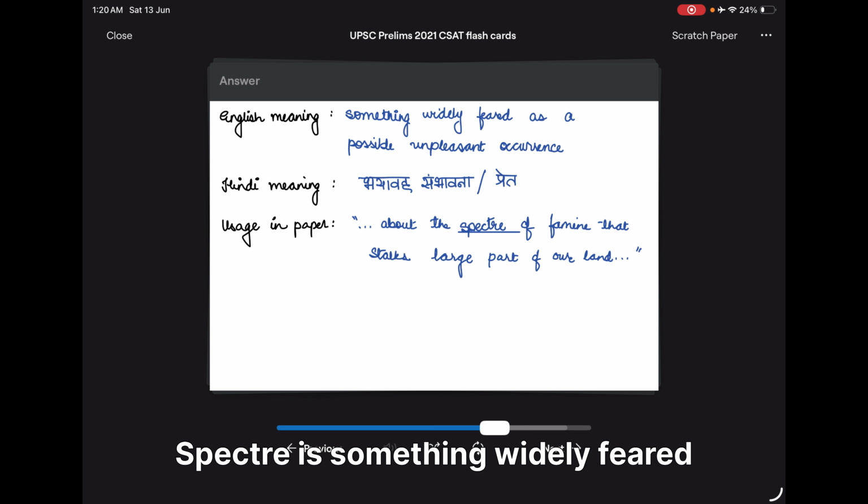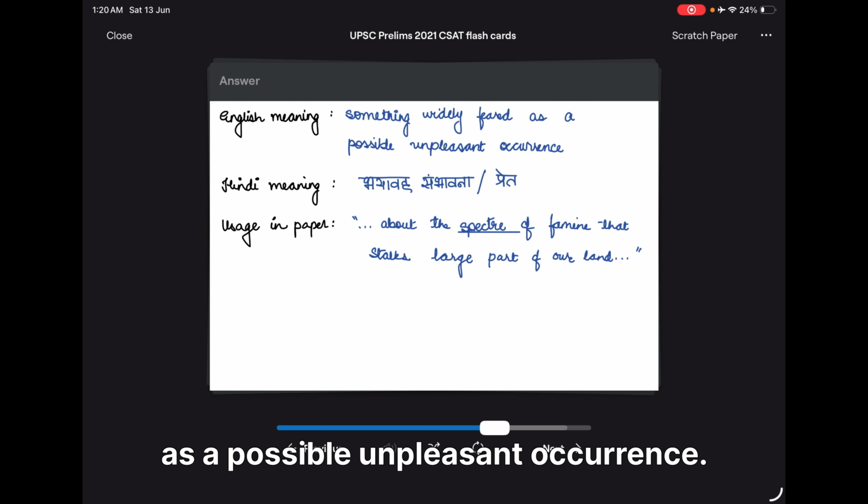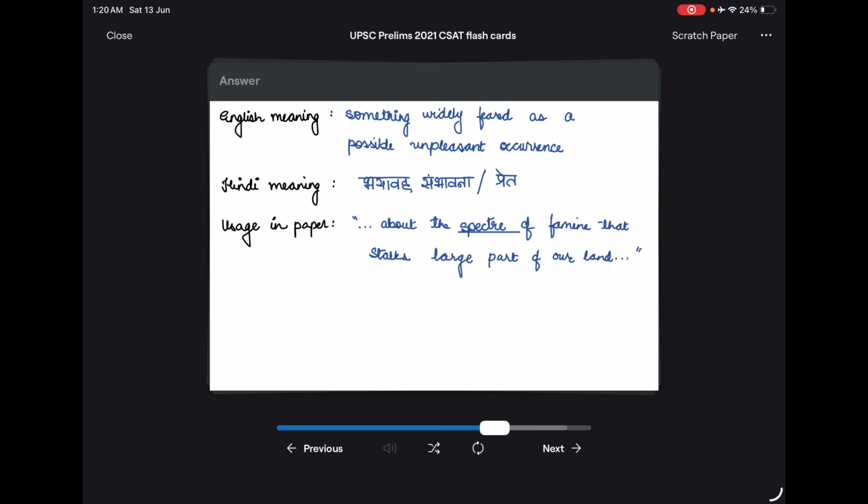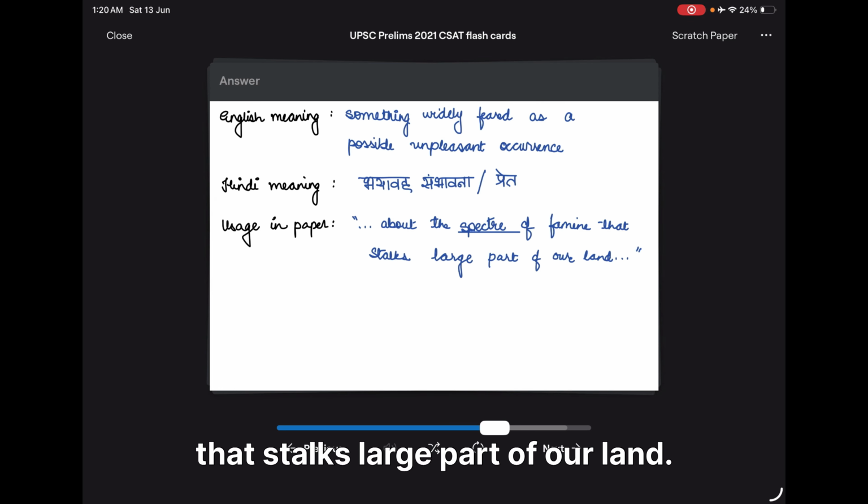The next word is spectre. Spectre is something widely feared as a possible unpleasant occurrence. हिंदी में इसका अर्थ है भयावह संभावना या प्रेत. In the paper it was used as about the spectre of famine that stalks large part of our land.